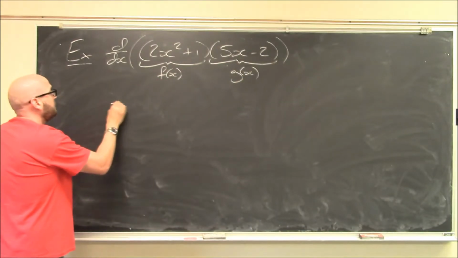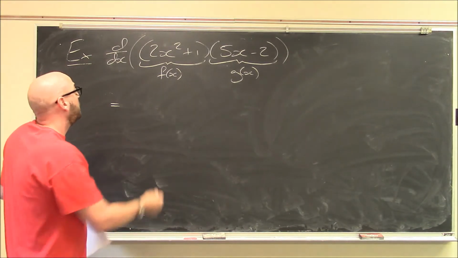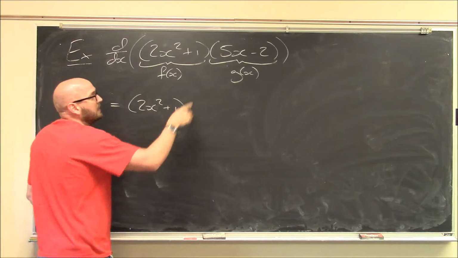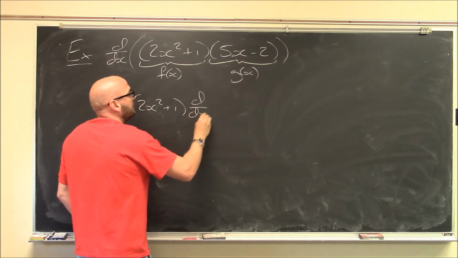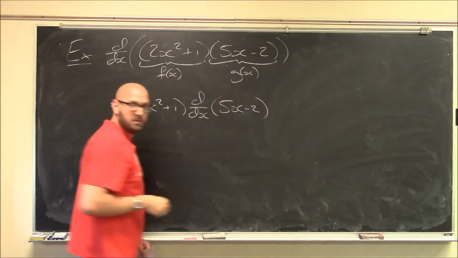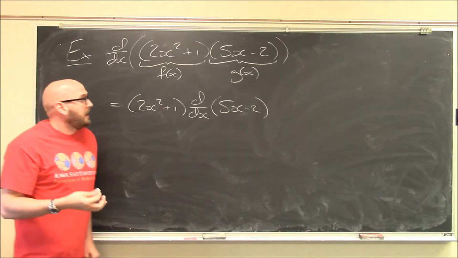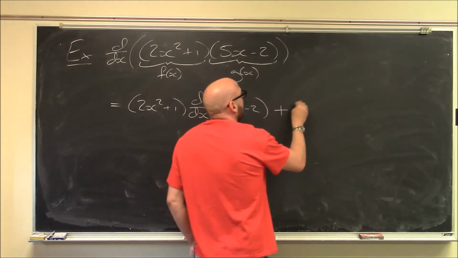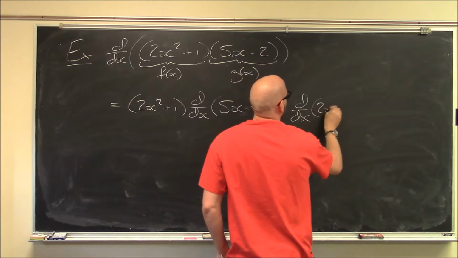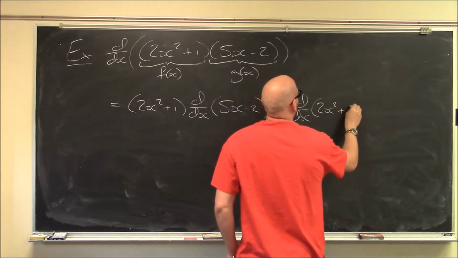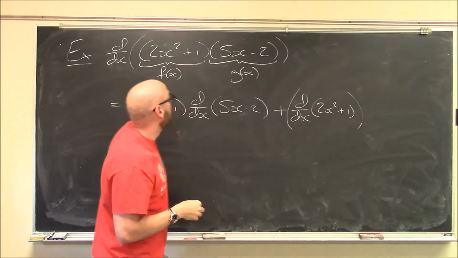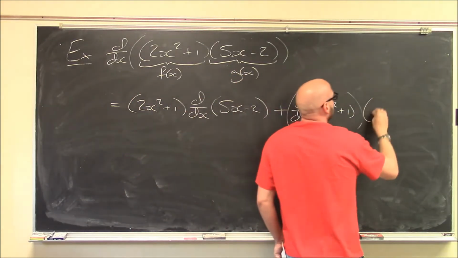So what's my derivative going to be? Well, my derivative is, and I'll write this down in full, the first function, 2x squared plus 1, times the derivative of the second function, the derivative of 5x minus 2. But that's only the first half of the product rule, right? So plus the derivative of the first function, 2x squared plus 1. I'll put brackets around this so it's clear that that's the only thing I'm differentiating, times the second function, 5x minus 2.